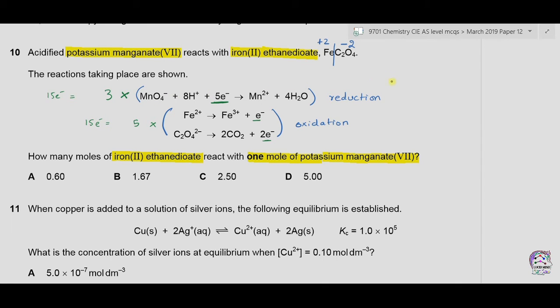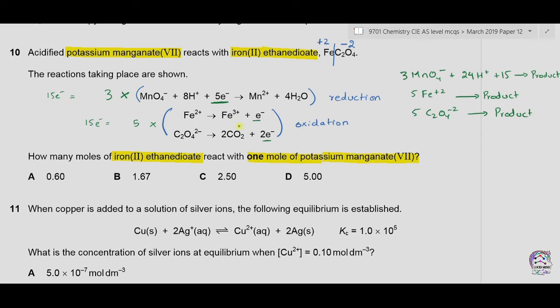After multiplying we can write 3 MnO4 negative reacts with 24 H plus and 15 electrons to give product. For the second equation, we can write 5 Fe plus 2 reacts to give product. C2O4 is also multiplied by 5, so we can write 5 C2O4 negative 2 gives product.